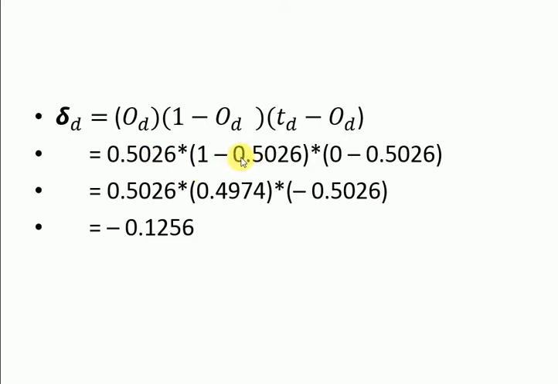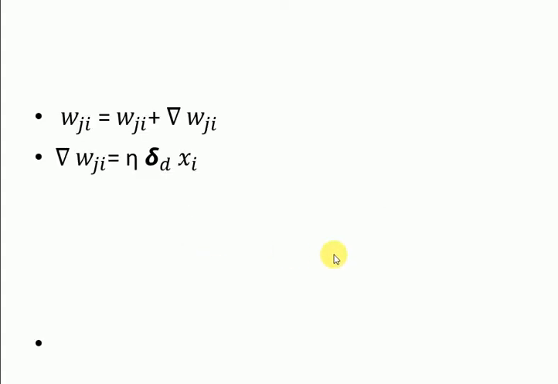0.5026 into 1 minus 0.5026, into expected value minus 0.5026. So 0.5026 into 0.4974 into minus 0.5026, that is equal to minus 0.1256. This is the network error term, which can be used in the later section.